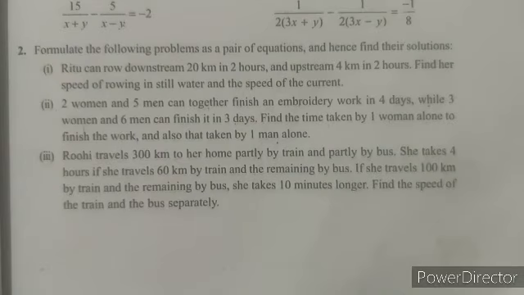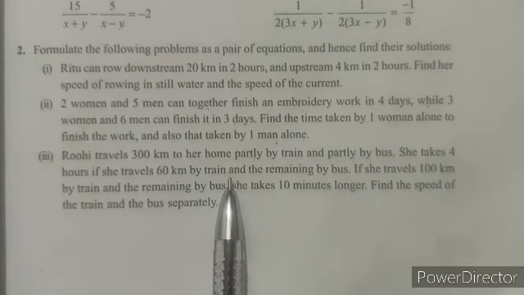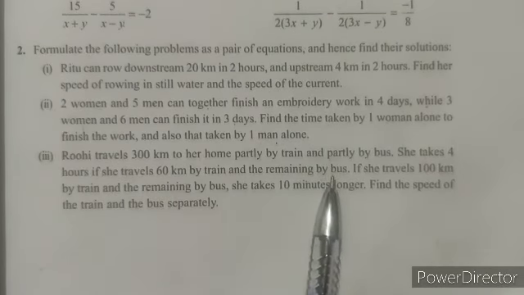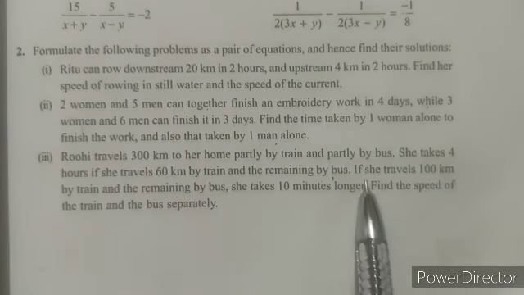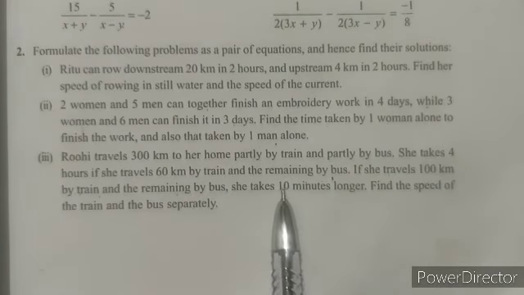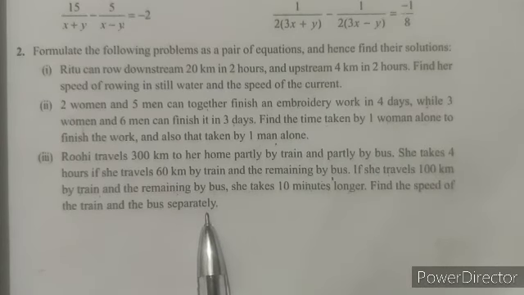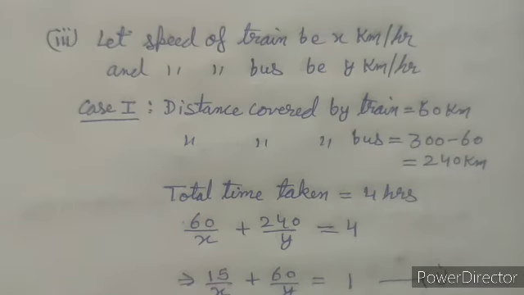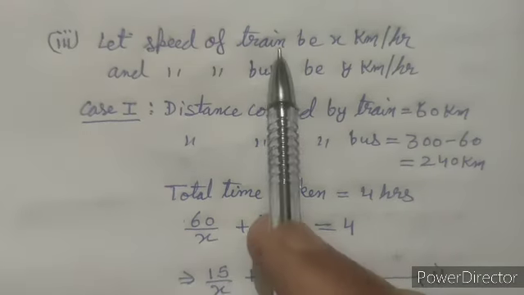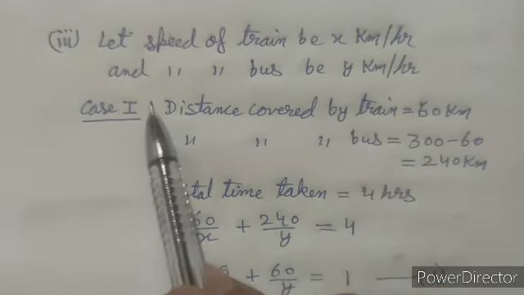Now the last question of your exercise is: Ruhi travels 300 km to her house, partly by train and partly by bus. She takes 4 hours if she travels 60 km by train and the remaining by bus. If she travels 100 km by train and the remaining by bus, she takes 10 minutes longer. Find the speed of train and the bus separately. Now here we have to find the speed of the train and bus. Therefore, I have taken the speed of train as x km per hour and the speed of bus as y km per hour.